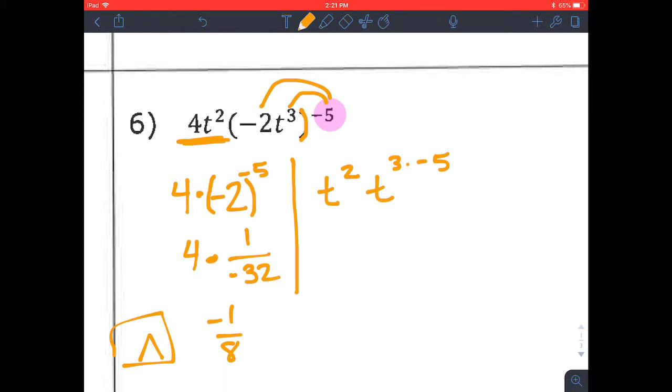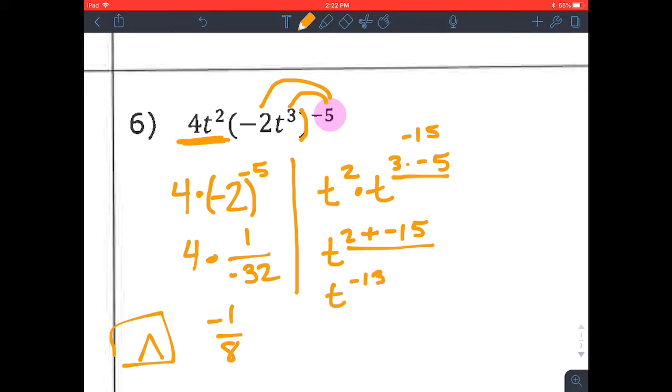I've got to go on to my t's. So I know I've got t to the 2nd. It's multiplying with that 2nd t. What is 3 times -5? It gives me a -15. So then if I'm multiplying powers, I'm going to do what with the exponents? I'm going to add the exponents. So I'm adding -15. In my calculator, I'm going to do 2 plus -15. And that's going to get me t to the -13 power.